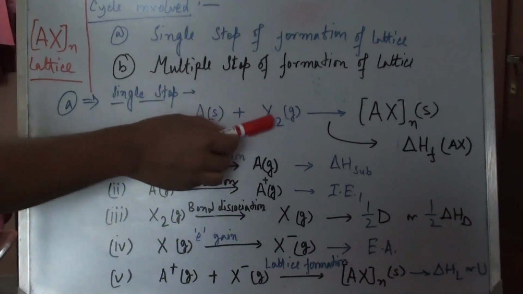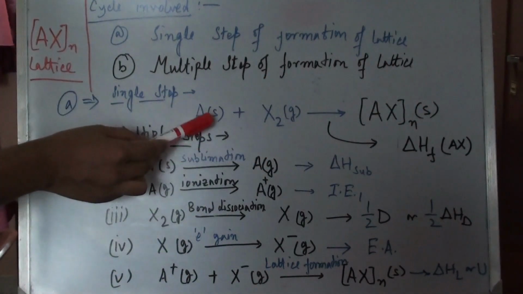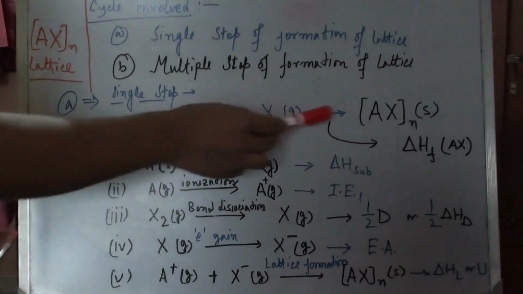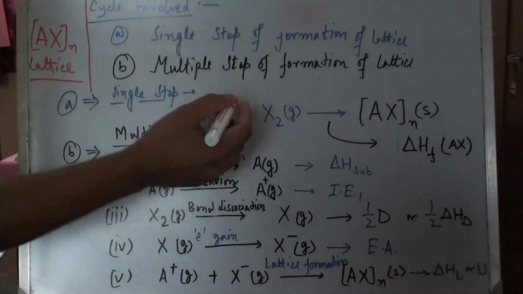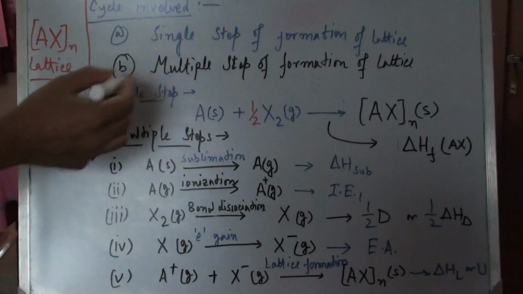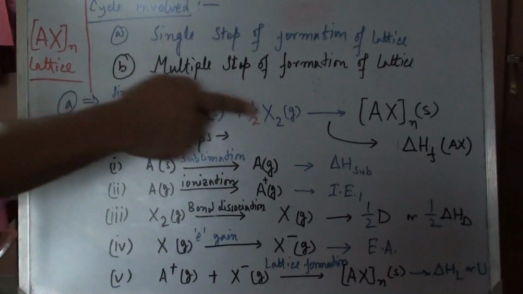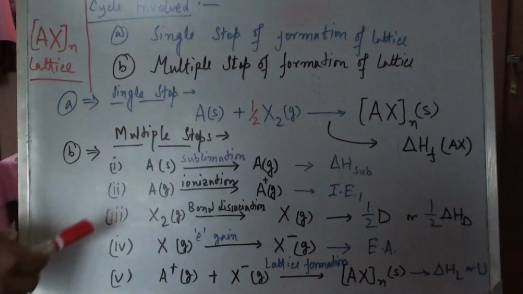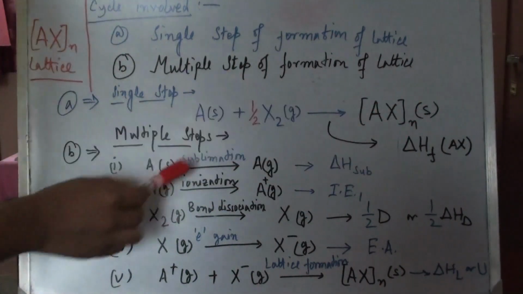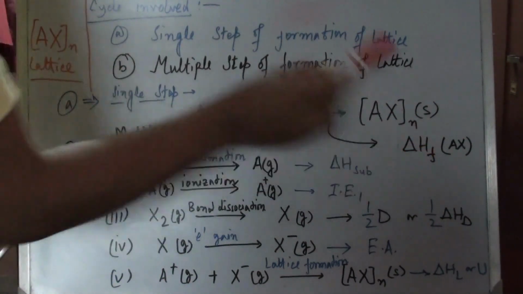X2 is nothing but a diatomic gas, and it produces AX solid lattice. So this solid, this gas, this solid. Now, if we want to balance, we can see here half mole X is involved. So this is the direct process. If we directly heat solid A with gaseous X, we can produce AX solid. And the amount of energy involved for this formation of AX solid is nothing but the formation energy of AX. It is denoted as delta HF of AX.